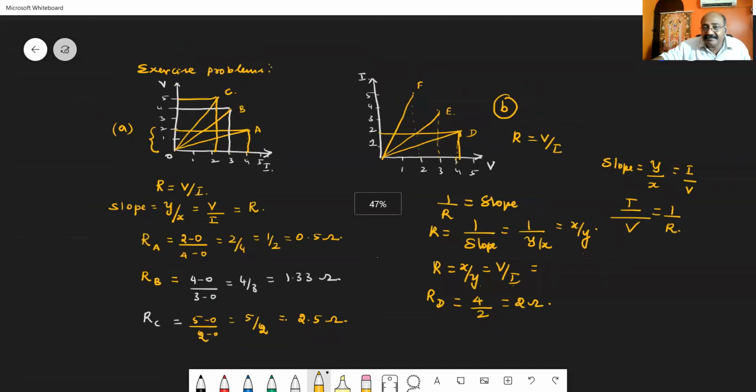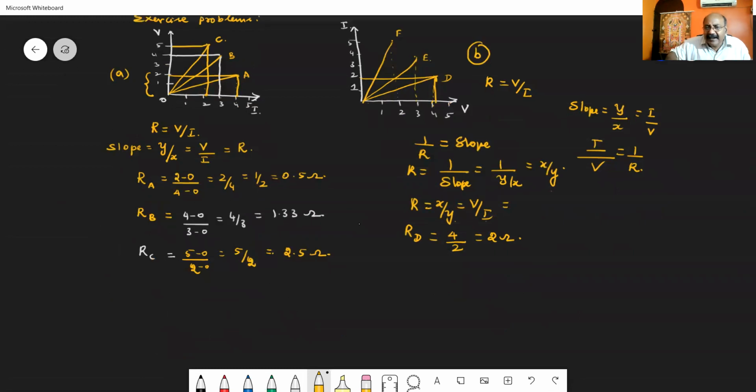புரிஞ்சுதா? Very clear? Similarly, if you are calculating for RE, drop a perpendicular from E to x-axis, it is meeting at a point 3. For y-axis, it is again meeting at a point 3. For x by y here, 3 divided by 3, it is 1 ohm. Similarly, you calculate RF. What is RF? Drop a perpendicular from F, it is meeting at a point 2 in x-axis and 5 in y-axis. So 2 divided by 5. What is 2 by 5?